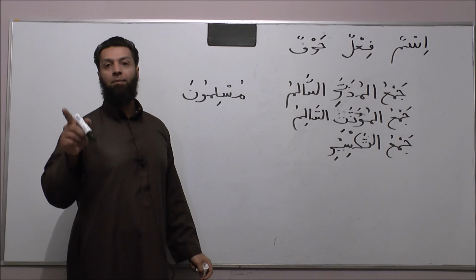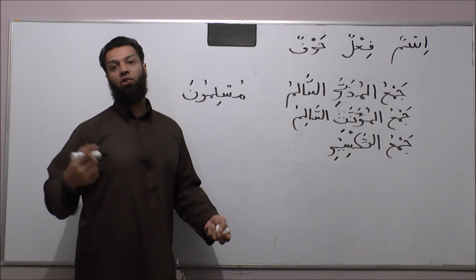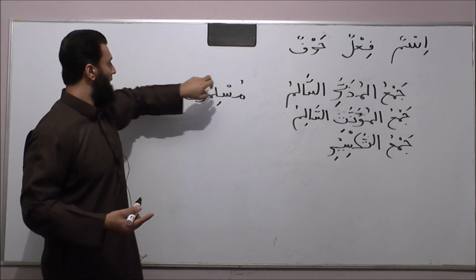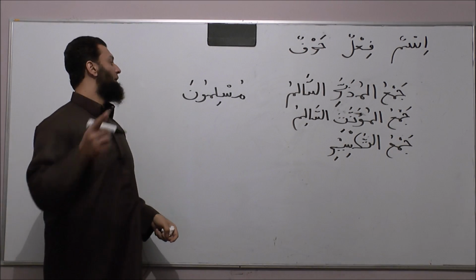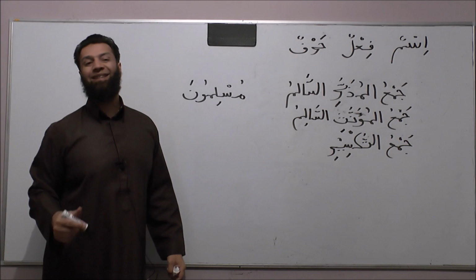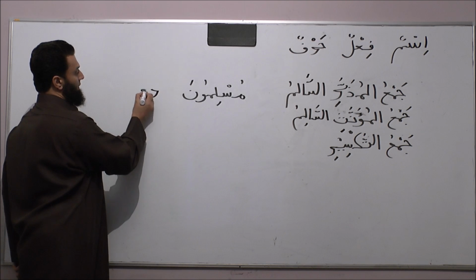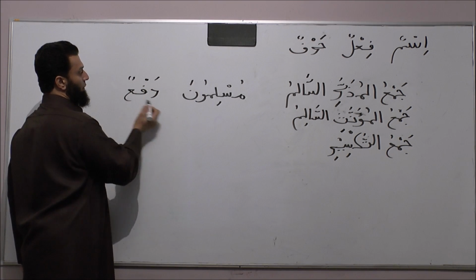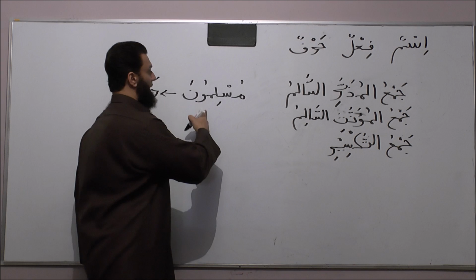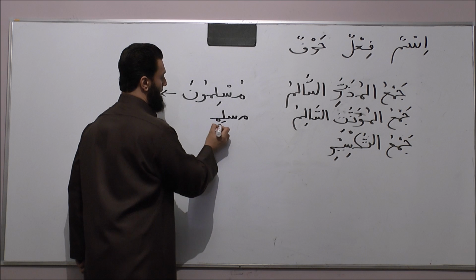Now, you may be wondering, how do we represent the three states, raf'un, nasbun, and jarrun, when we have the sound male plural? Because this always ends with a fatha. We do so by the presence of the waw. The waw itself is representative of the raf'un state. How do we represent the nasbun state? We add a ya to it. So it becomes muslimina.